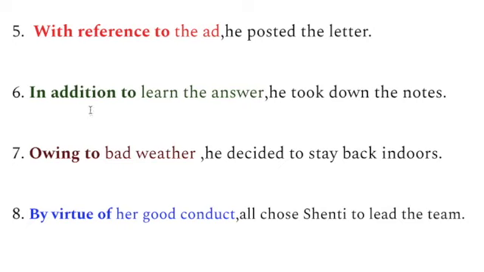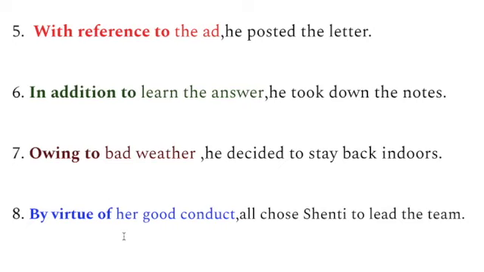In addition to learning the answer, he took down the notes. Okay, prepositional phrase, "in addition to". Owing to bad weather, he decided to stay back indoors. Okay, so you can see in all these sentences, everywhere the preposition in the form of a prepositional phrase has been used in the beginning of the sentence. Owing to bad weather, he decided to stay back indoors. So "owing to" means because of, due to bad weather, he decided to stay back indoors.